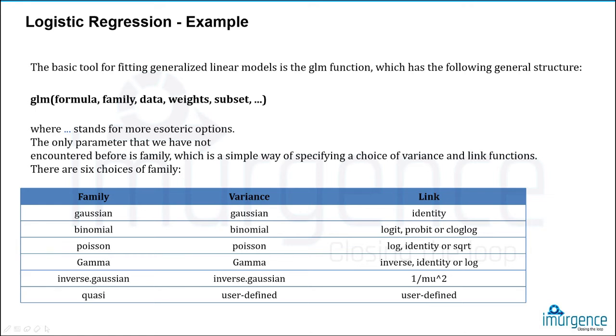The rest of them, like the Poisson, depend upon what kind of data you're working with. If it is about failure data, you might use the Poisson link function, for which you have log, identity, or square root. If you want to work on data which has a gamma distribution, then you'll use the link function inverse, identity, or log. If you have an inverse Gaussian, that is the inverse of normal distribution, then you will use 1 minus sigma square. And if it is a quasi, that means it's a user defined function, then you will have to create your own user defined function.